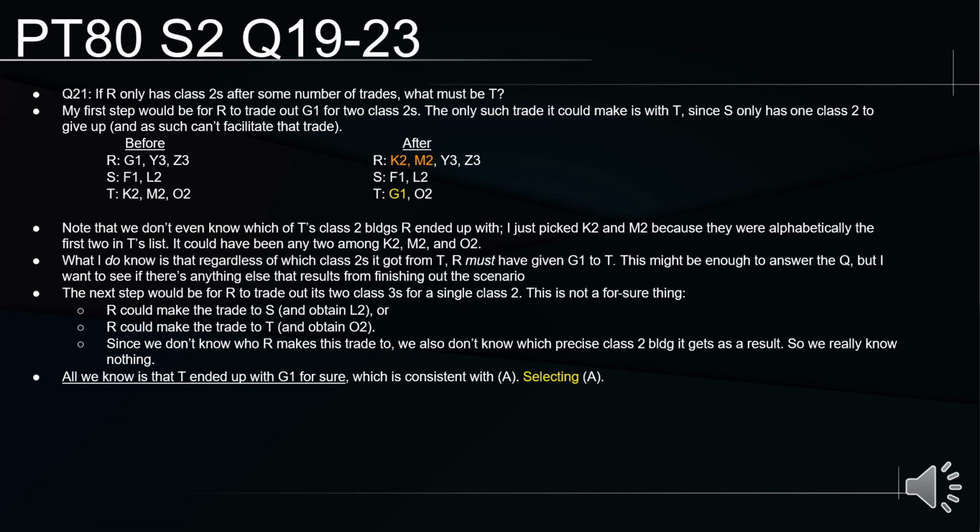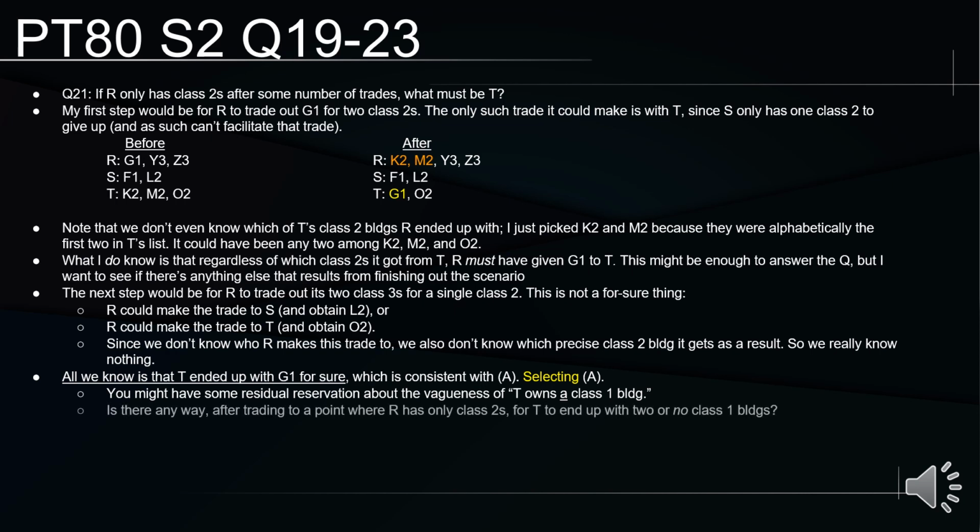Even though that's not exactly what A says, just a generic class 1 building, we do know that T has one. So I am going to select A for now. You might have some residual reservation about the vagueness of "T owns an unspecified class 1 building."